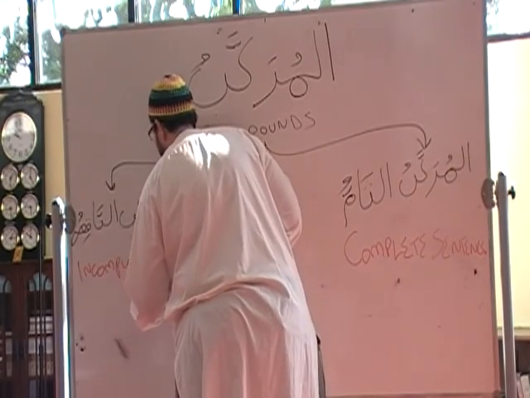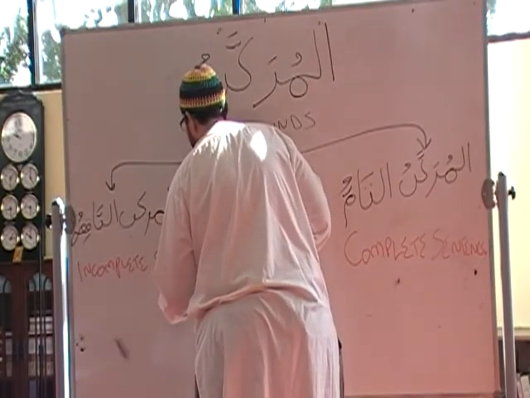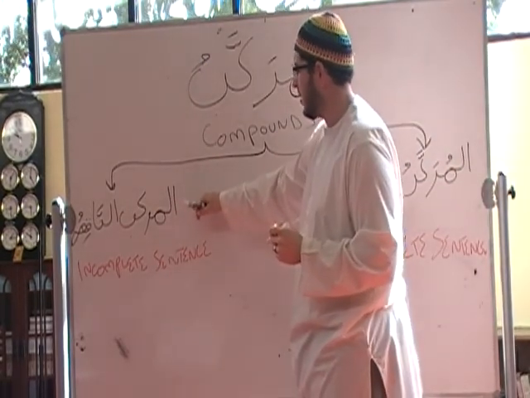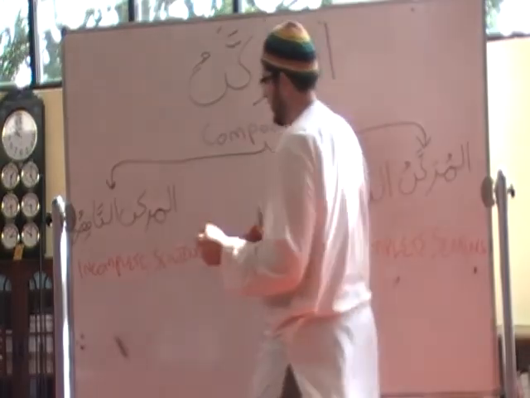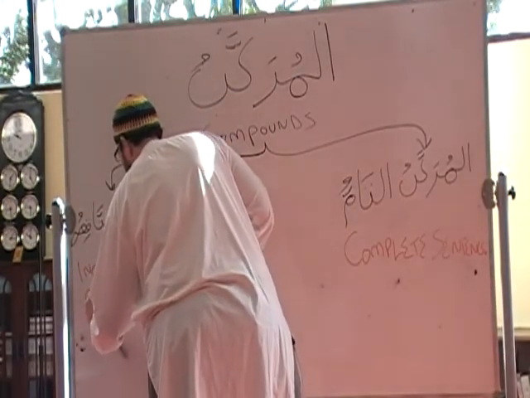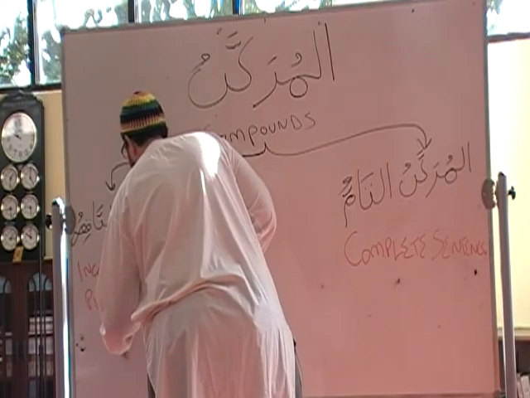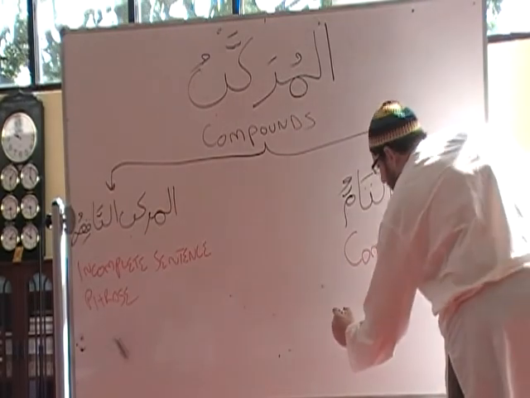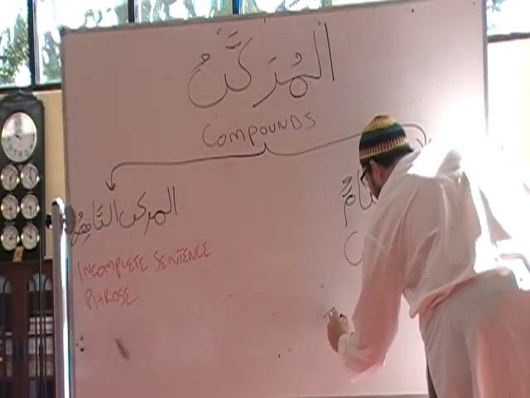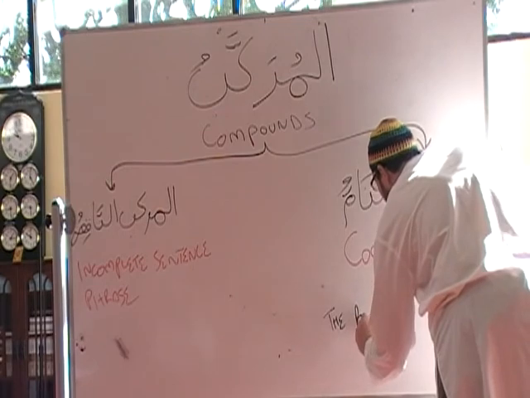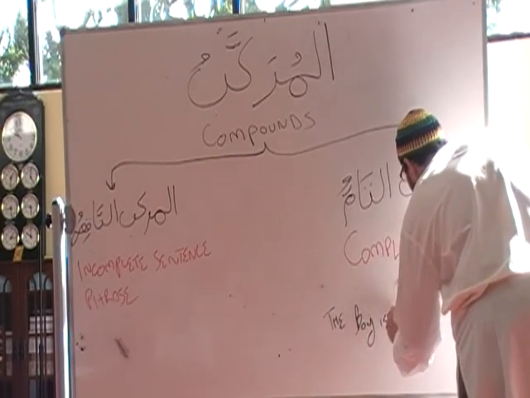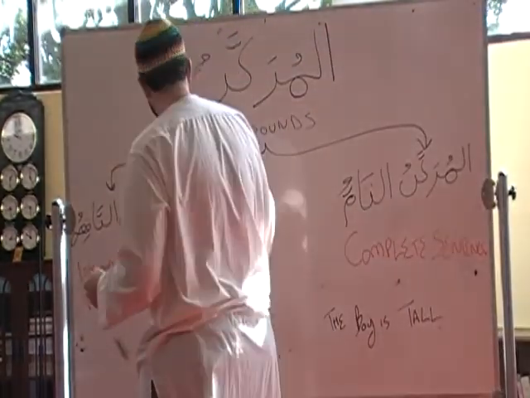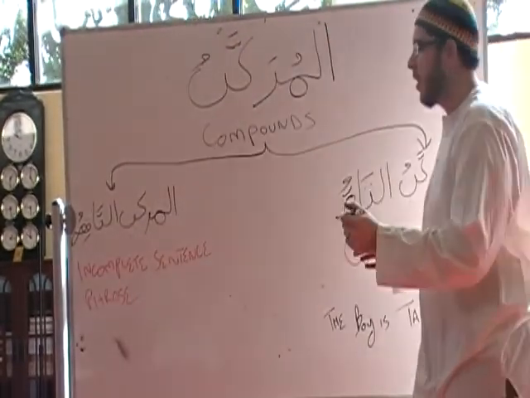Another way that I like to describe al-murakkab al-naqis is a phrase. Okay? A phrase doesn't have a complete sentence. So an English example of a complete sentence is, the boy is tall, right? And an English counterpart for an incomplete sentence using similar words is the tall boy.